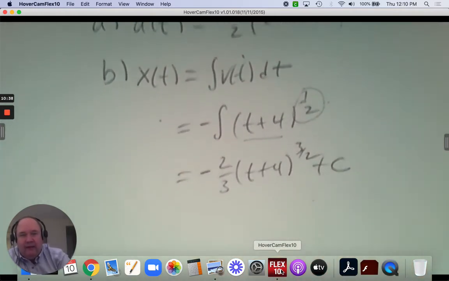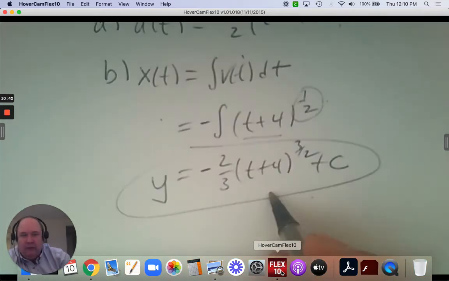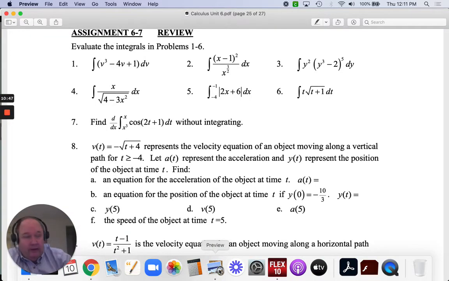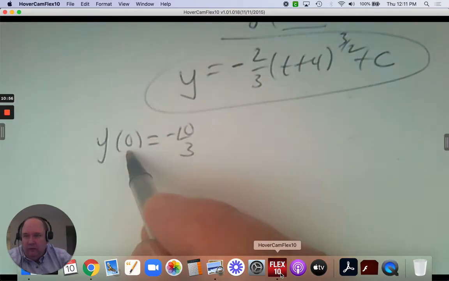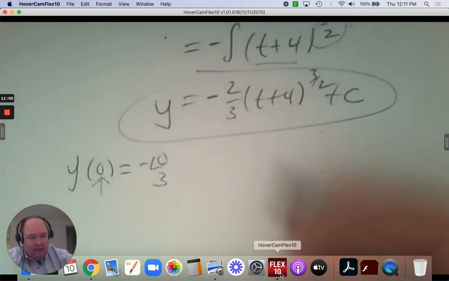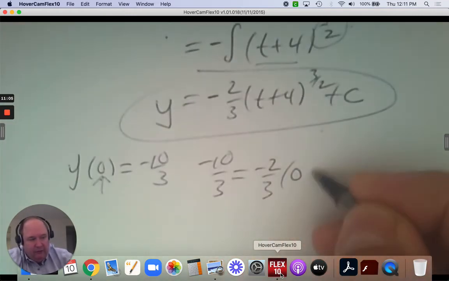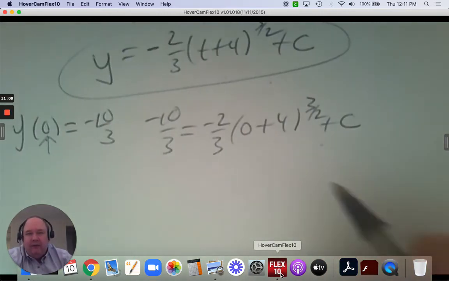In the question, it gives you, so there's the one, and they said y equals for the position, so I'll write it as y equals. Then it gives you a value. It says that y at 0 equals negative 10/3. So if they give you a point on the position, in other words, at 0 seconds, or like the initial position of the object is negative 10/3, we plug in negative 10/3, and then the time is 0. And then we can solve for c and not have a c in my answer.